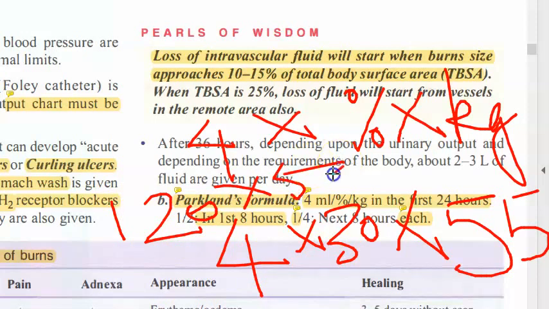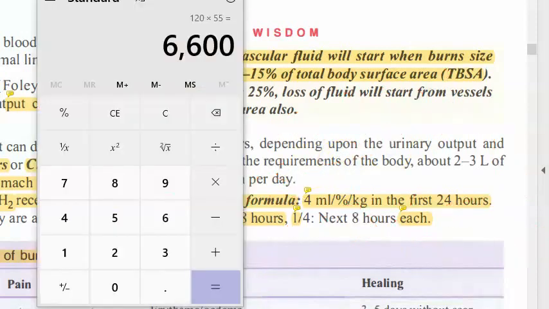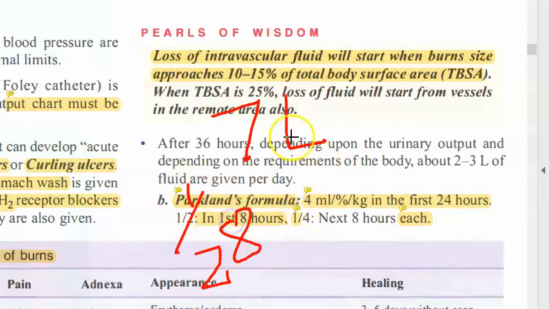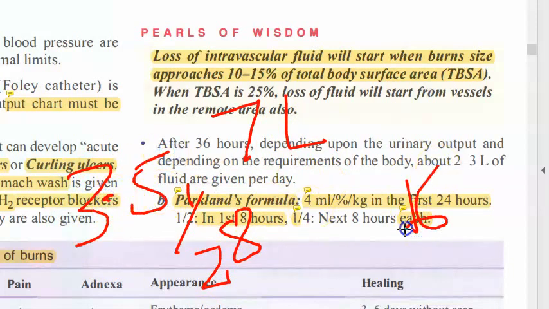120 into 55. I will need a calculator. Hold on. Around 6 to 11 liters, let's say. So let us say this person needs around 7 liters. So you should give half in the first 8 hours. That is, you will give 3.5 liters in the first 8 hours. Then in the next 16 hours, you will give the remaining 3.5 liters.